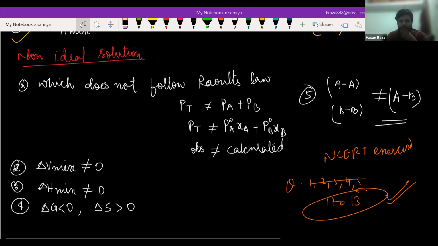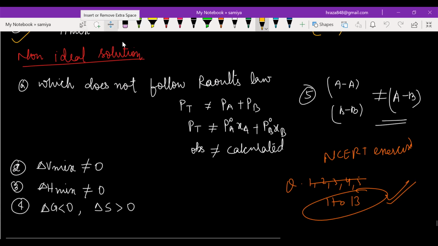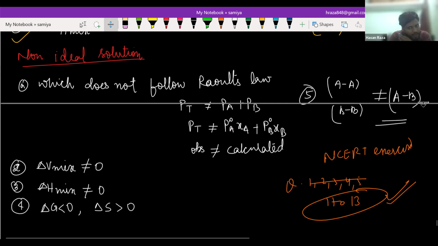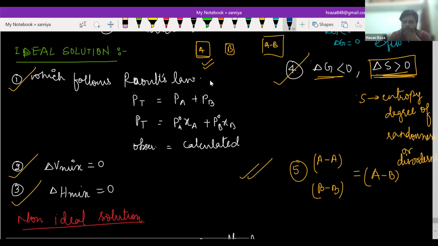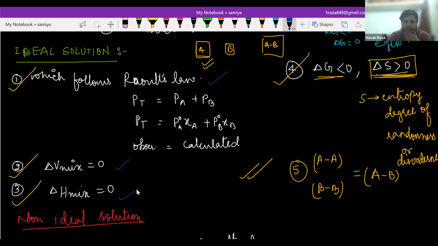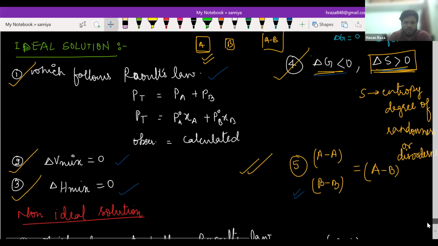Okay, let's start. So this is the condition for non-ideal solution. Am I audible to you? Yes, sir. So you can see that ideal solution and non-ideal solution, we categorize it. Ideal solution which follows Raoult's law: delta V mix 0, delta H mix 0, and delta G less than 0 and delta S greater than 0 in both the cases, whether it is ideal and non-ideal. Also, the interaction between pure A particles and the interaction between pure B particles will be equal to the interaction between solution particles AB. This is the condition for ideal solution.